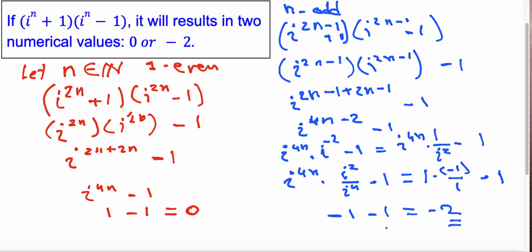As we see in two cases, when it's even or odd, the expression i^(n+1) times i^(n-1) results in a 0 or minus 2.